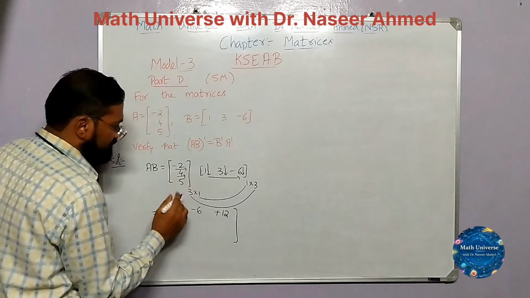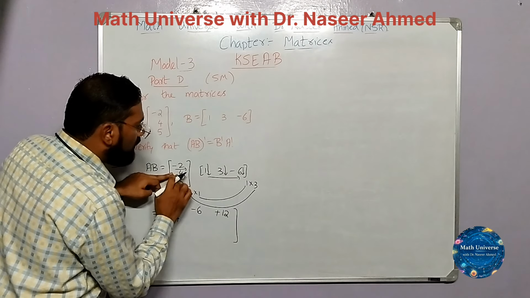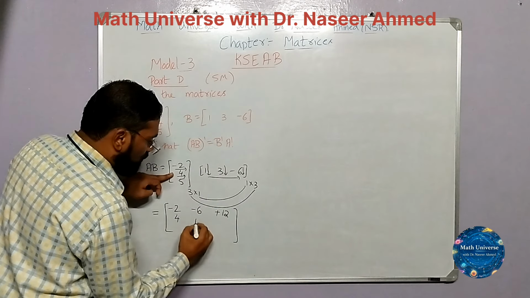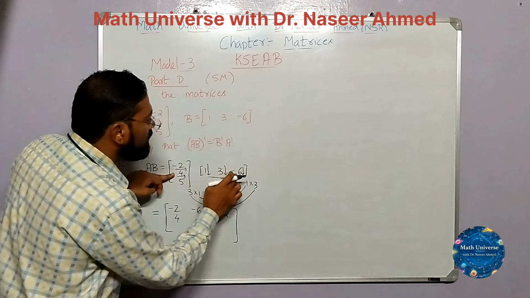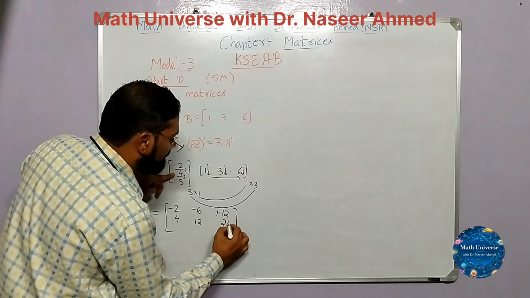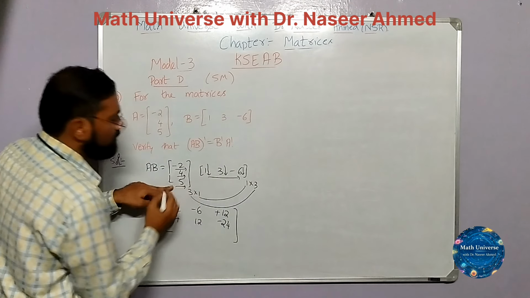4 into 1. So again, second row with first column will be 4. 4 into 3 is 12. Again, we are going to a new column. Give a space. 4 into -6 is -24. We are finished with all the columns. Now move on to the third row.